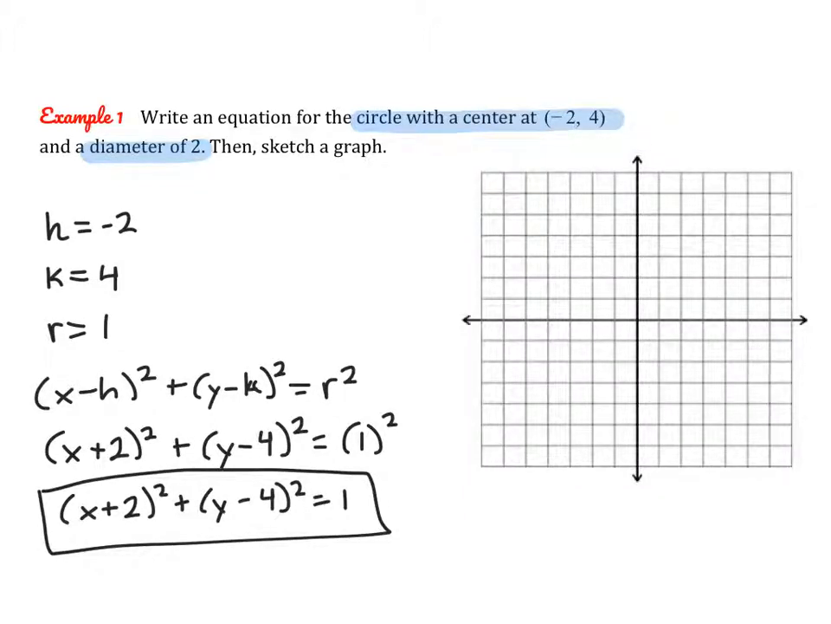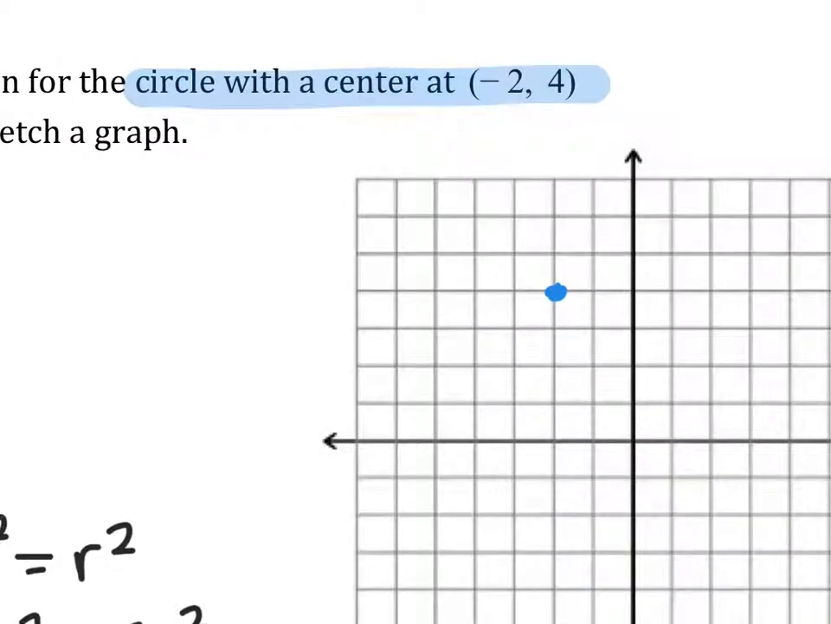Now to graph it, we're actually going to go back and use the original information. We're always going to start with our center. So I'm going to plot the center at (-2, 4). Now since our radius is 1, I know that the radius is just the distance from my center to my circle. So I'm going to start at my center and I'm going to move to the right 1. And then I'm going to go back to my center and I'm going to move up 1. And then I'm going to go back to my center and go left 1 and down 1.